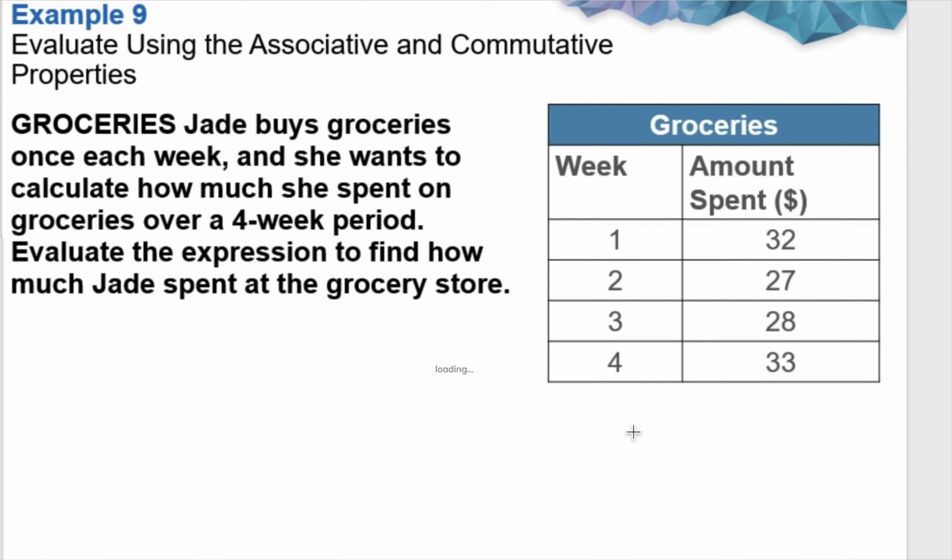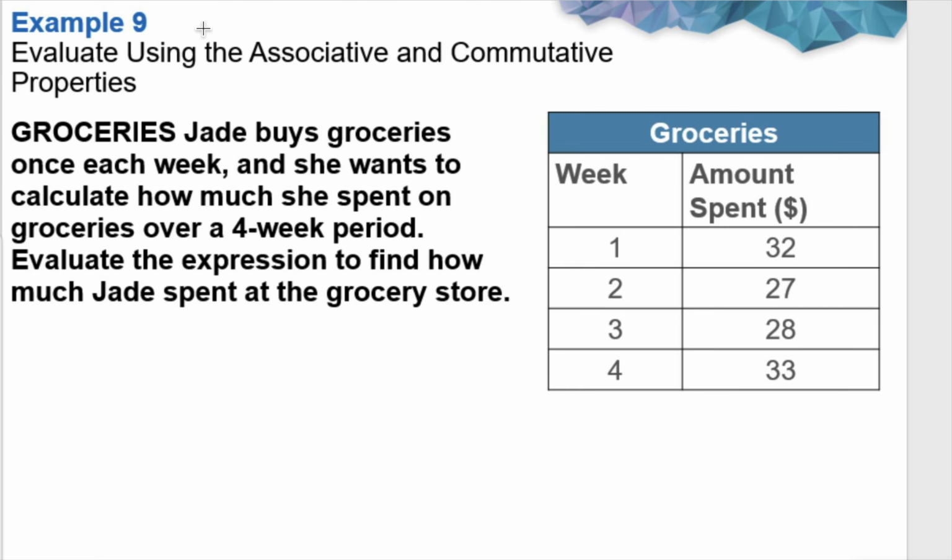Last one, evaluating using the associative and commutative properties, so you can decide which one is best here. Jade buys groceries once a week and she wants us to calculate how much she spent over a 4-week period. Evaluate the expression to find out how much Jade spent at the grocery store. You go ahead and create your own expression, evaluate it, and when you're done, click play so you can check your work.